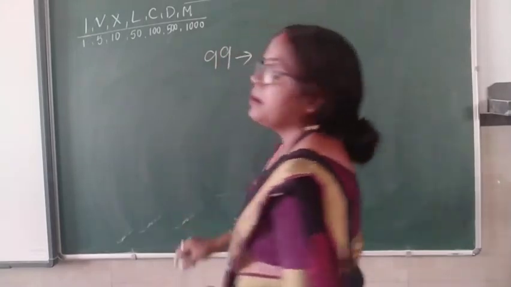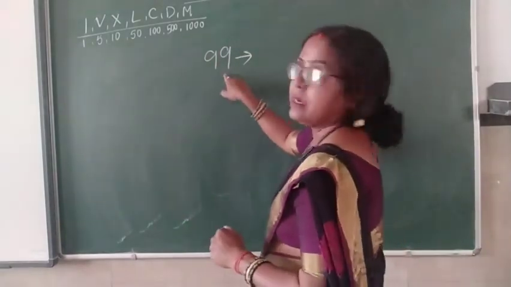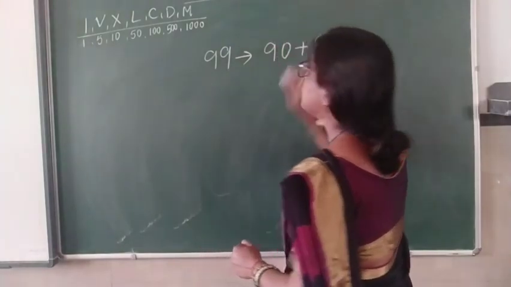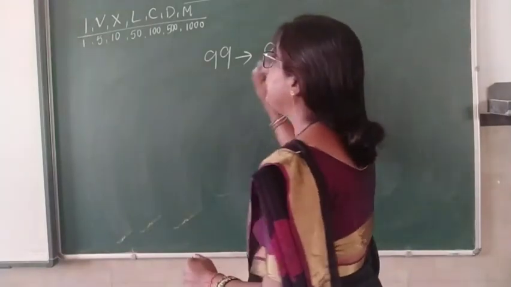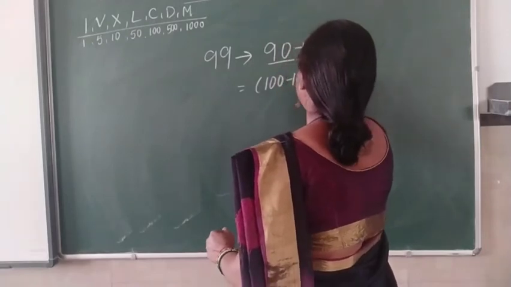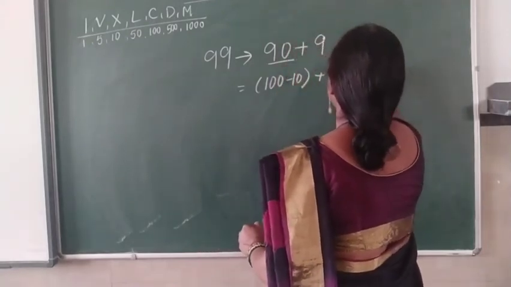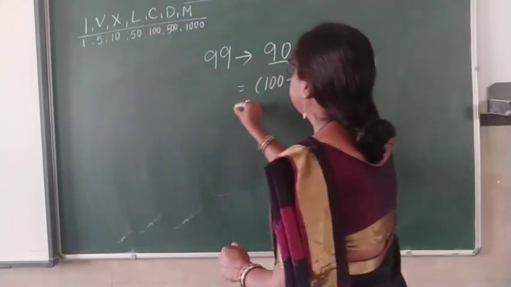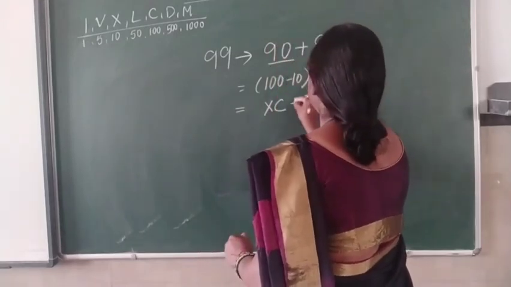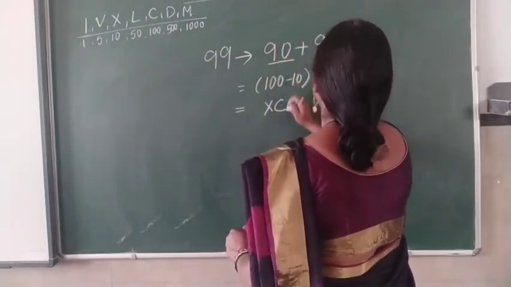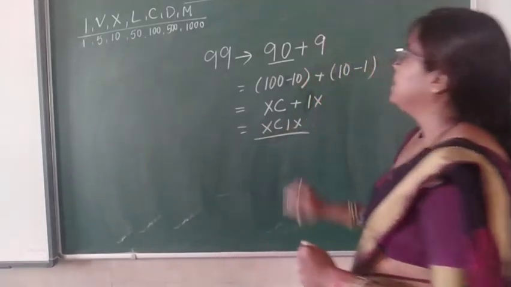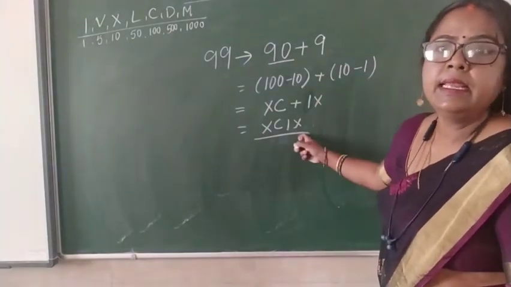Whenever you have to write the Roman numeral from the given number, you just write down the number and then break it by place value: 90 plus 9. Now 90 means 100 minus 10, so we will write 100 minus 10, which is XC. Plus 9 means 10 minus 1, so we write 10 minus 1, which is IX. So the number is XCIX. Okay, so it is 99.